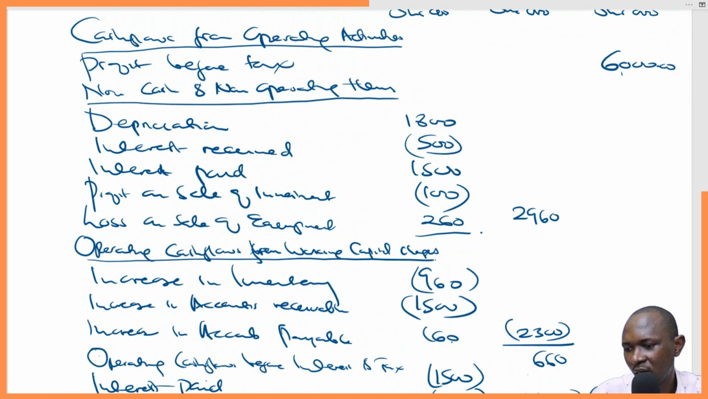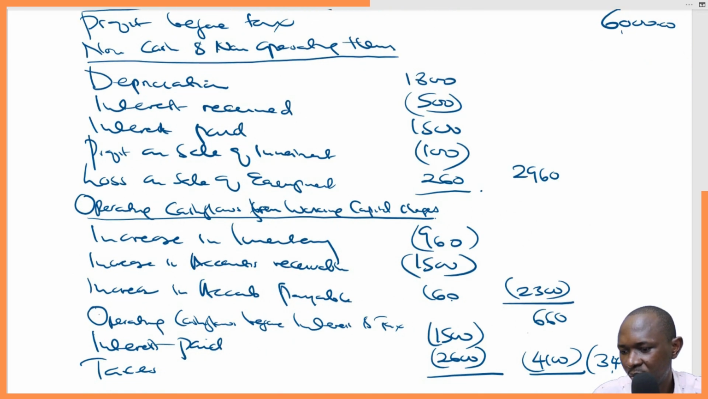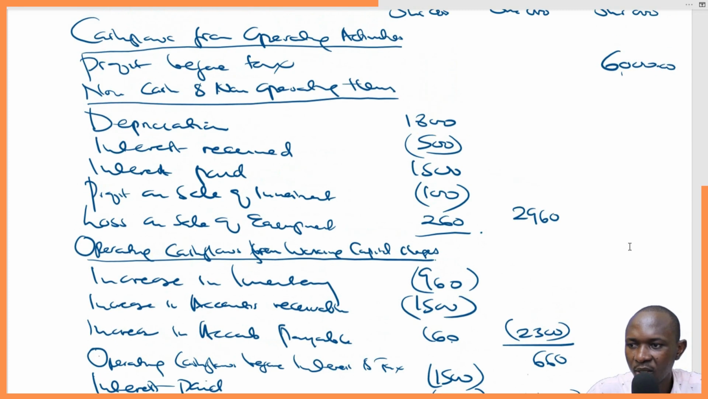So that is the column that we are talking about. Let me just get it right. 3440. So we are on the right track. 3440. We are on the right track so far.